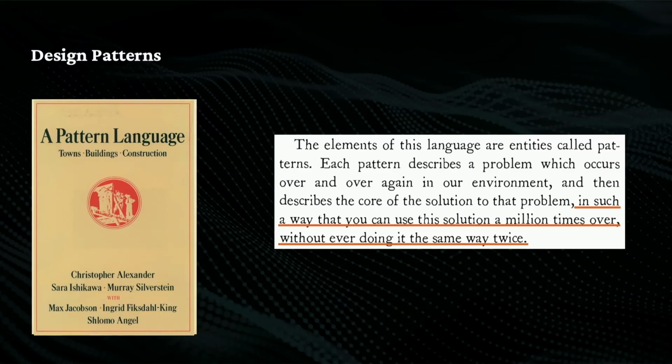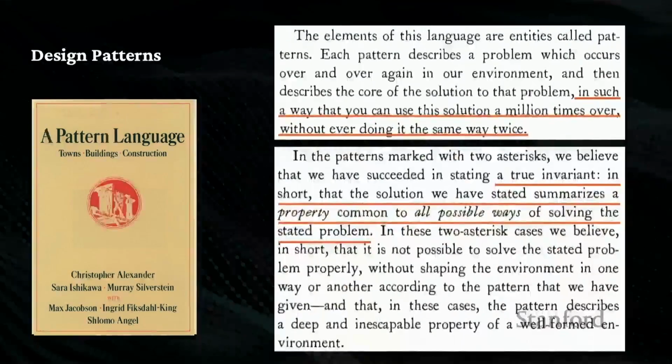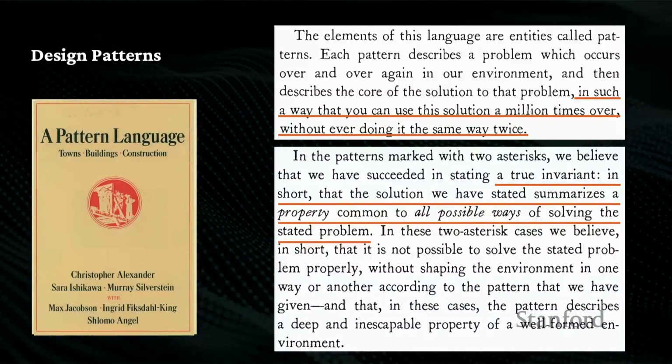In such a way that you can use the solution a million times over without doing it twice the same way. That's super appealing, right? I mean, that's what we want. We want some way of generating UI, but we want it to be able to adapt to each individual user. So how do we achieve that? Well, he said you need to identify the invariant in this problem. You want to identify the common properties among these problems, and then, based on those properties, you can vary a bunch of things.